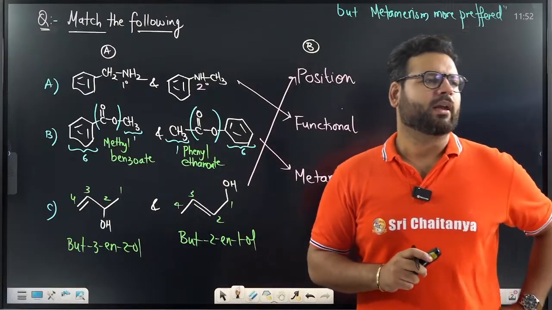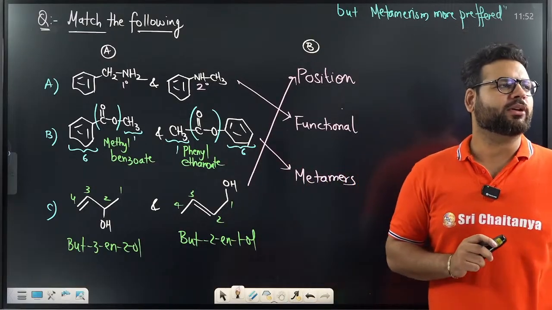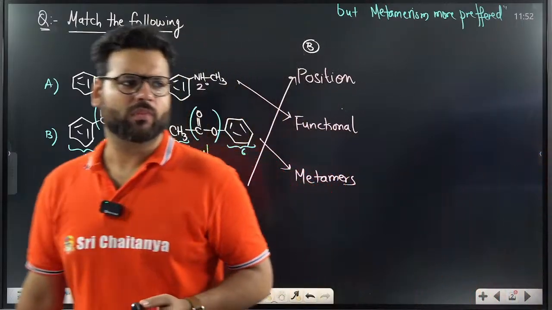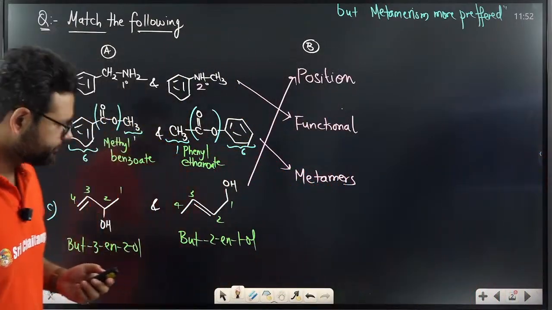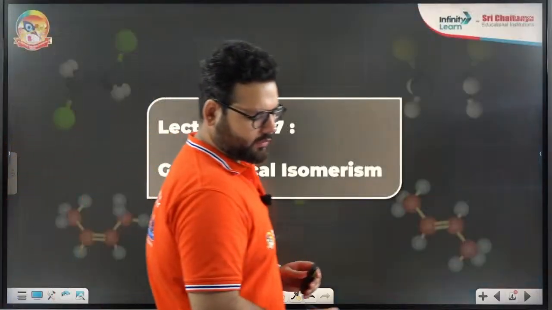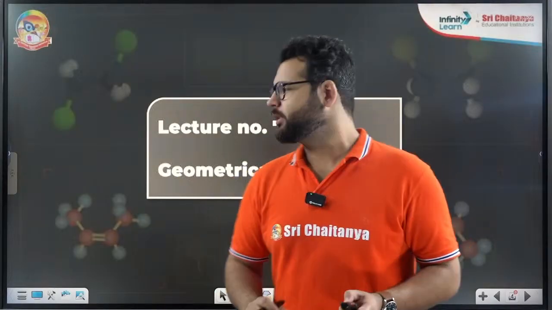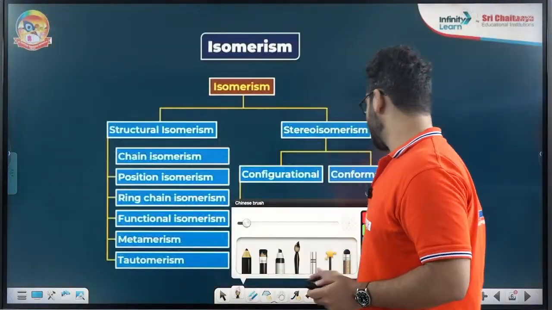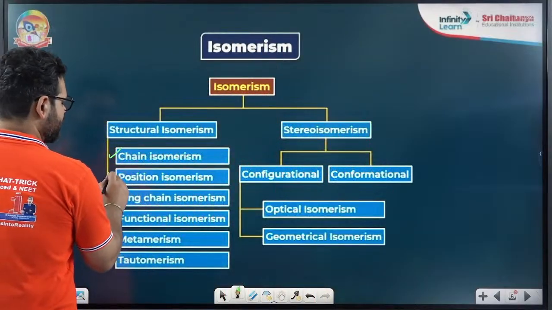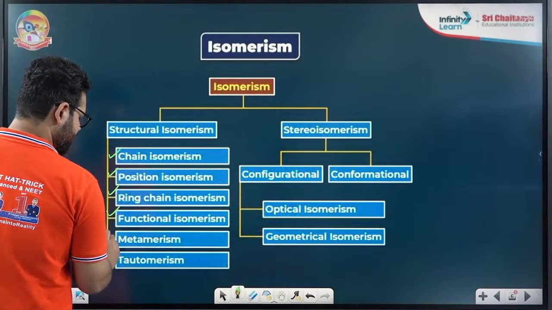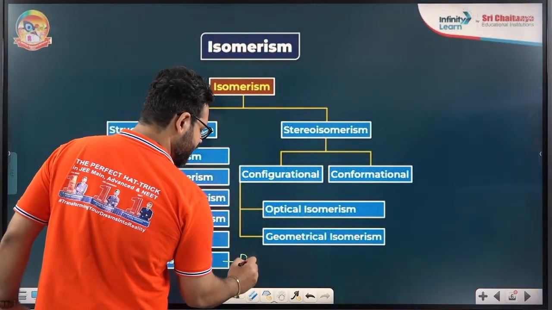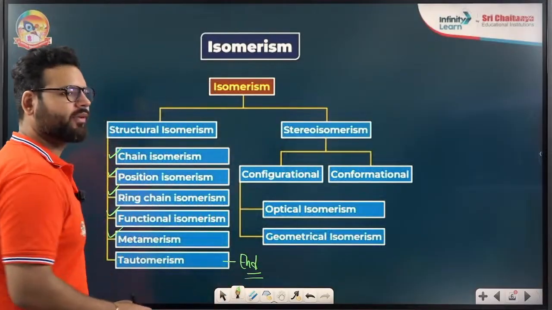So this is the thing. Is this question clear to everyone? Now let us move on to geometrical isomerism. We saw in the last class that this was the classification. We have already discussed chain isomerism, position, ring chain, functional, meta. Tautomerism will be done at the end. A separate class is required for tautomerism.